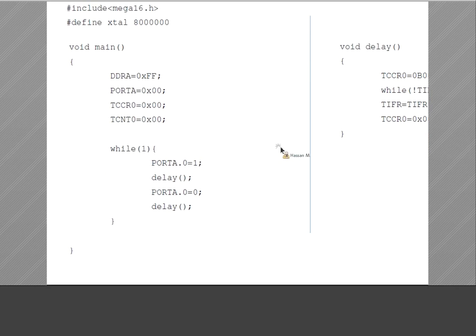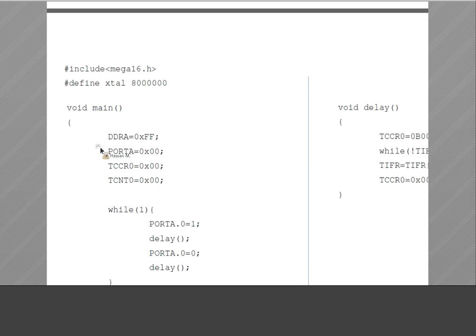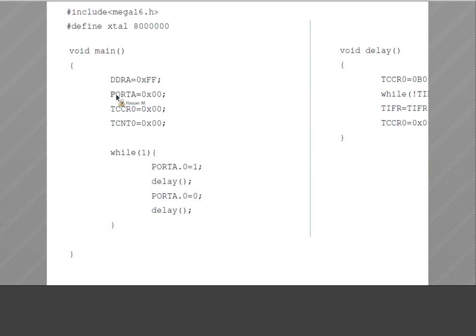Include the mega16.h header file. For example, define the clock as 8 megahertz. Void main. DDRA is FF. That means, what was DDR?